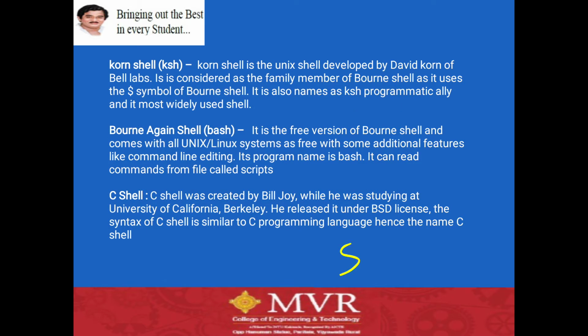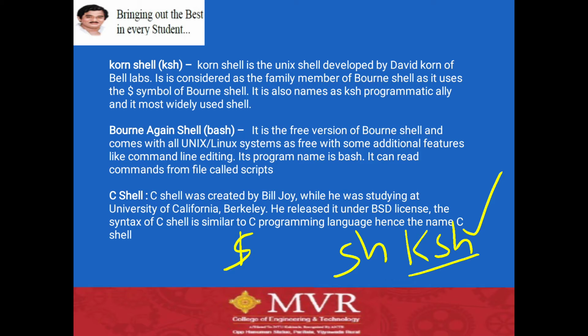As I said, SH is the Bourne shell, whereas the Korn shell is represented by KSH. This Korn shell was developed by a scientist known as David Korn at Bell Labs. And because the Korn shell also belongs to the same family, it uses the same command prompt, dollar, here also. As I told you, this shell is represented in programming as KSH. So whenever you find SH, it is the Bourne shell. Whenever you find KSH, it means it is the Korn shell.